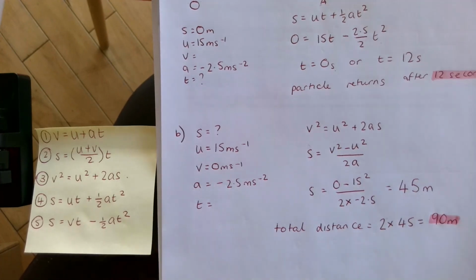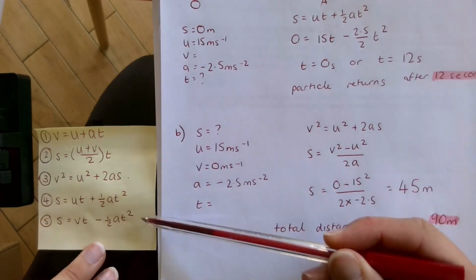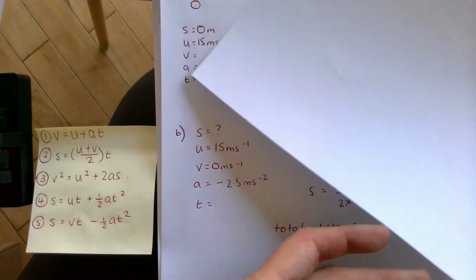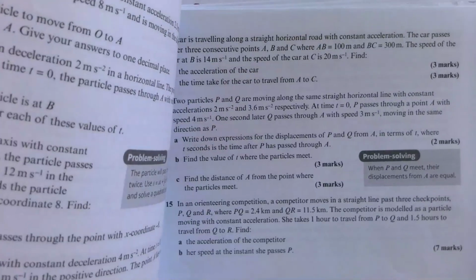Okay, now that we've worked through those examples, we've got all 5 suvat equations to use. You should be able to now have a go at the next exercise. This one is quite a long exercise. I think it's exercise 9D, and there are a total of 15 questions that you can have a go at now.